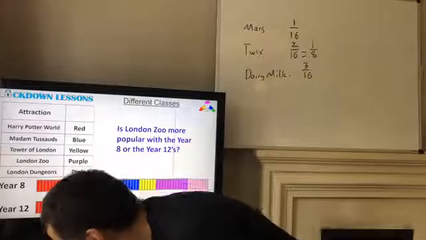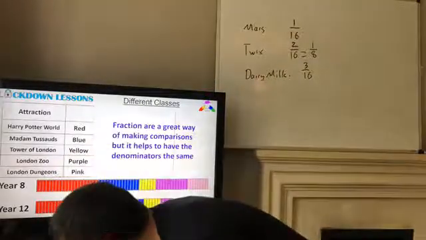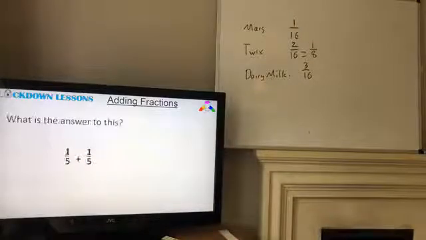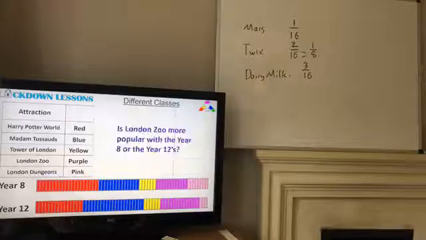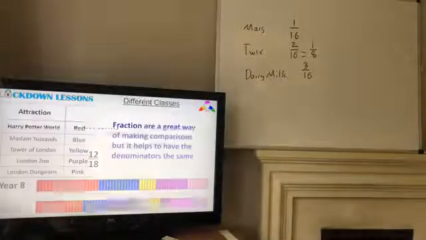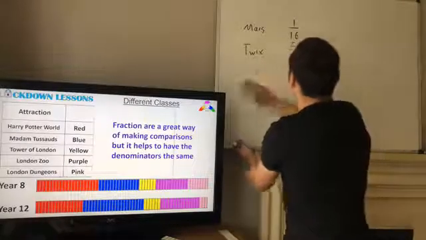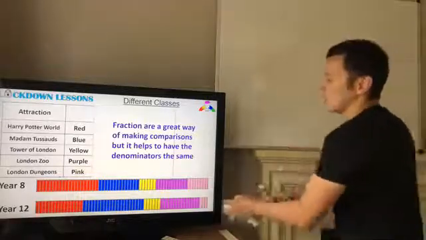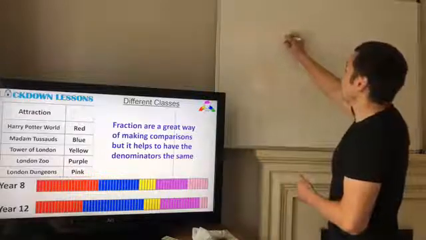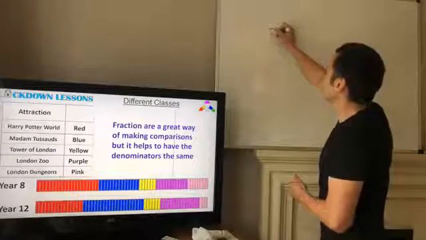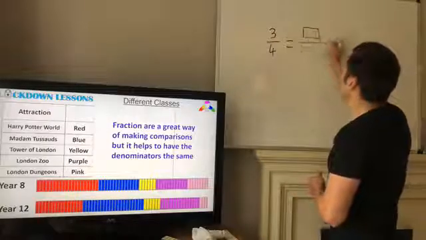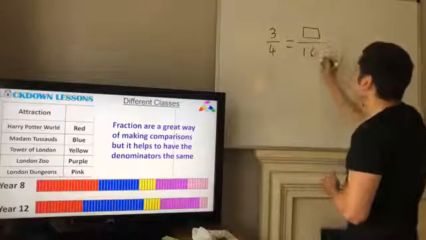So we're going to do some basic equivalent fraction work now. It's all about making the denominators the same. Okay, so what I want to say is, okay, so if we had this question here, if we had 3/4 was equal to something out of 16.